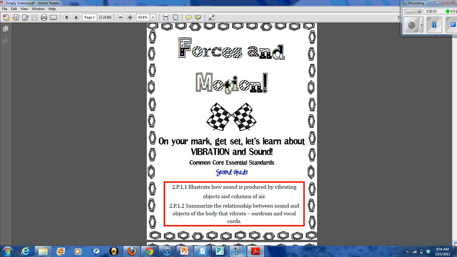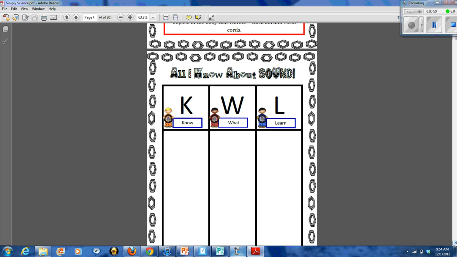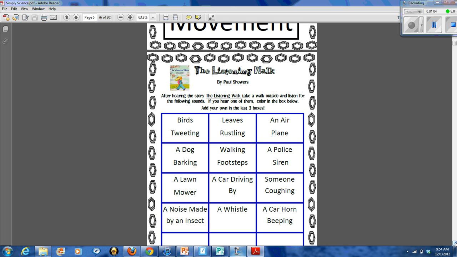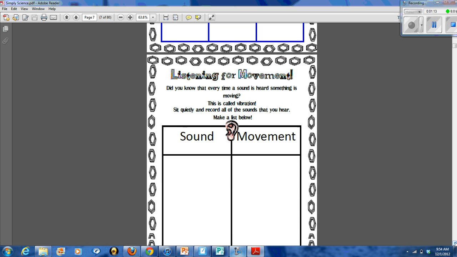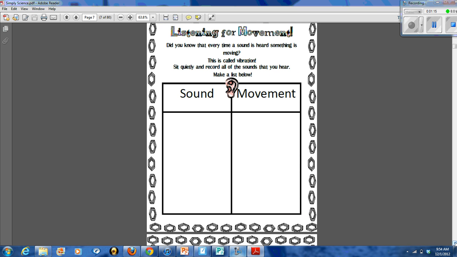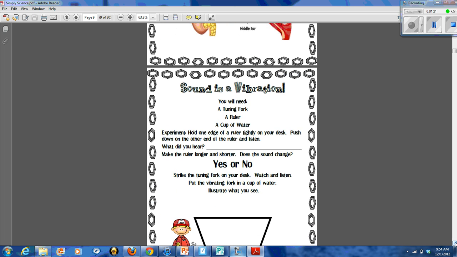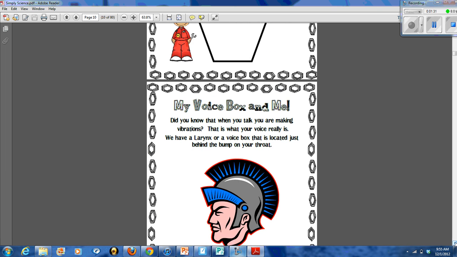So you will find my force and motion packet, and it's going to talk about vibrate and sound. You'll have a KWL. You'll have some sound vocabulary. You will also have the listening walk, where you're going to have a literature activity. You will also listen for movement. You will also have a diagram of the inner workings of the ear, sound and vibration activity that students were able to work with a tuning fork and a ruler.